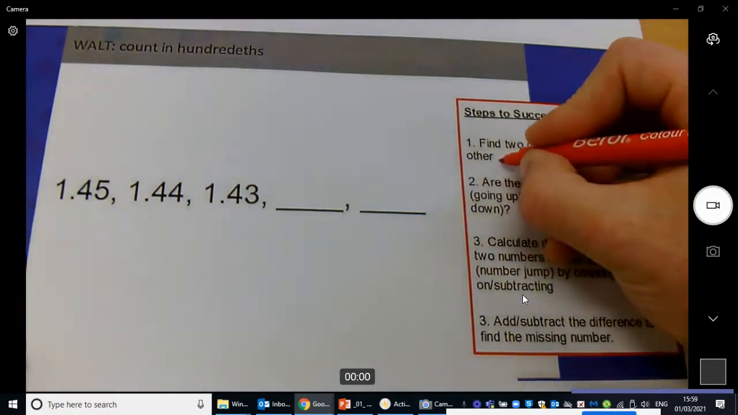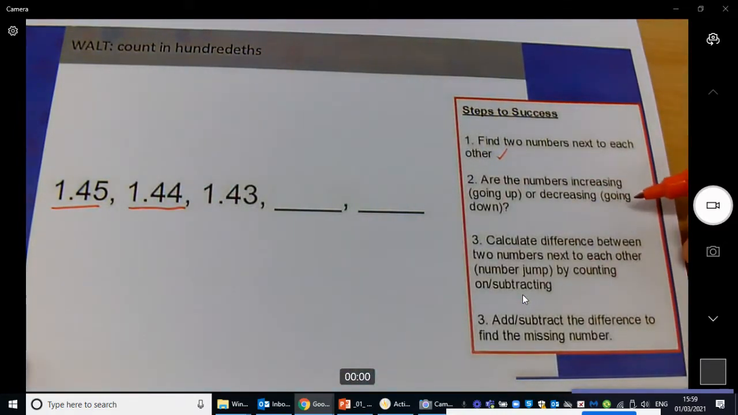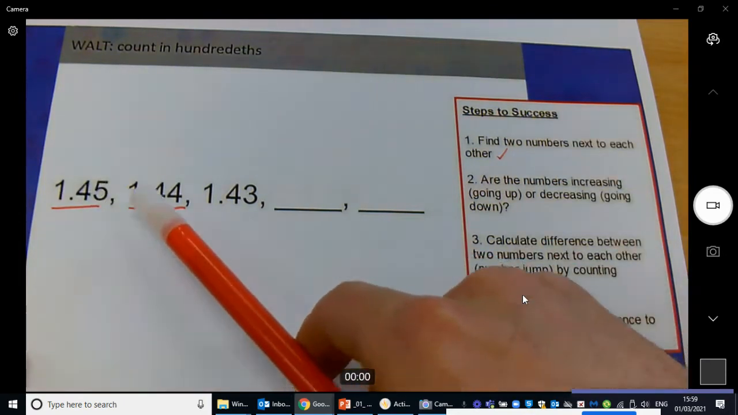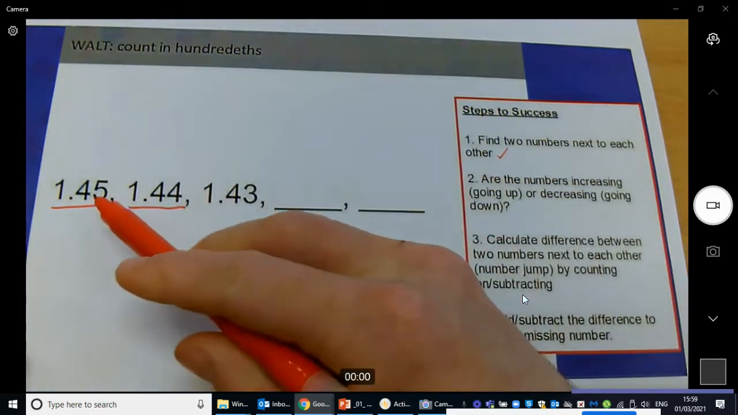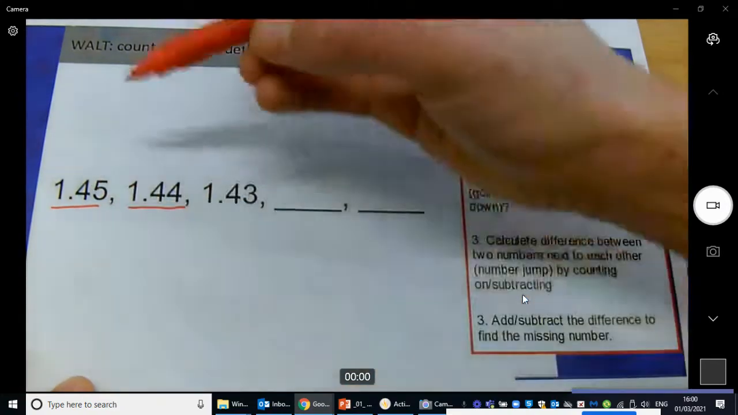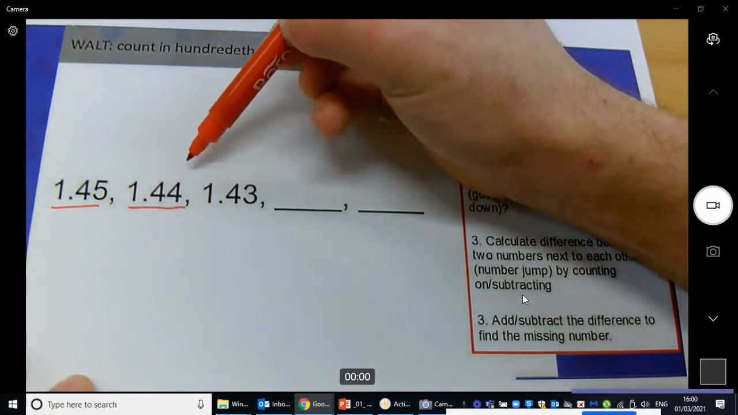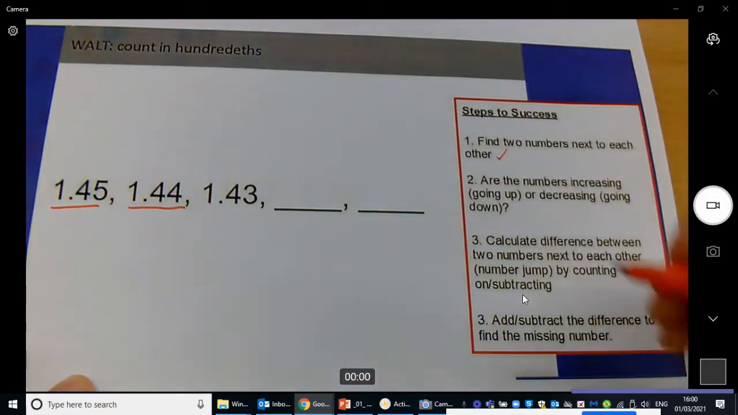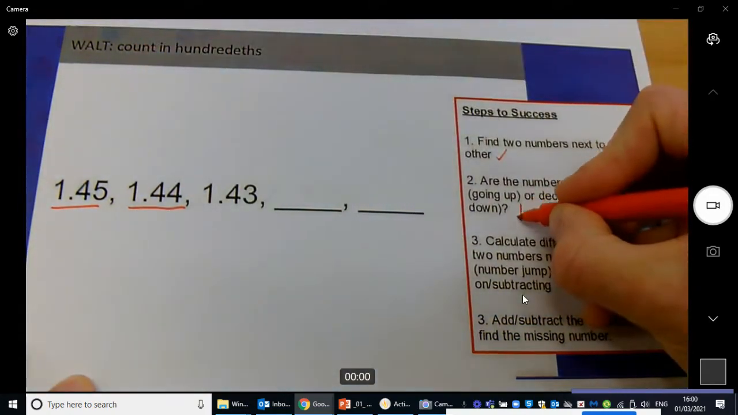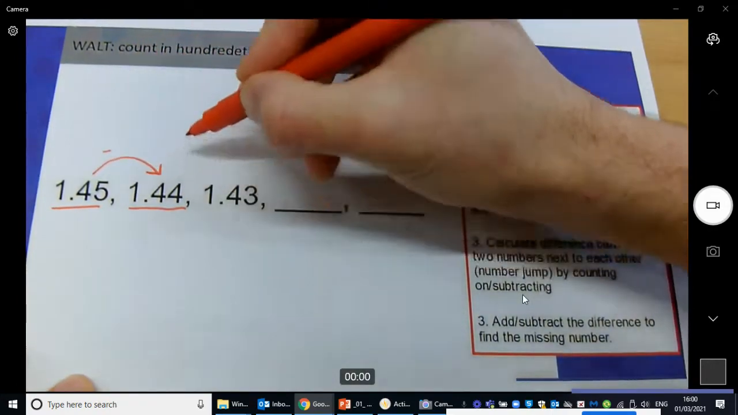Step 2. Are the numbers increasing, so going up, or decreasing, going down? Well, I know that the ones are staying the same each time. I can see that the tenths are staying the same each time. But look at the hundredths. The hundredths are going 5, 4, 3. So I can tell that this is decreasing. So I can say that that's going to be going minus.